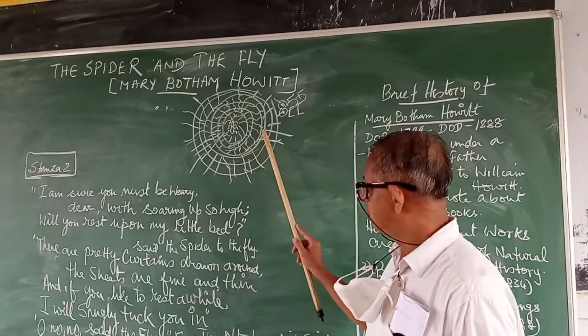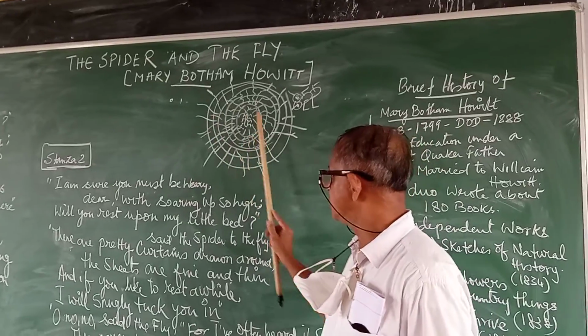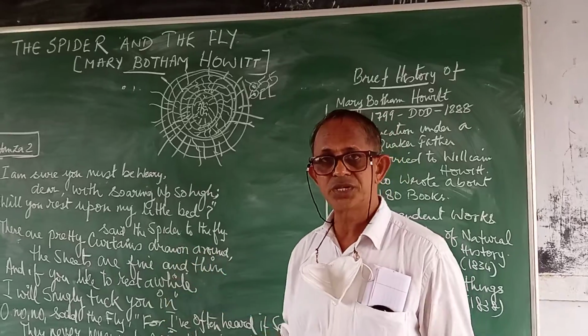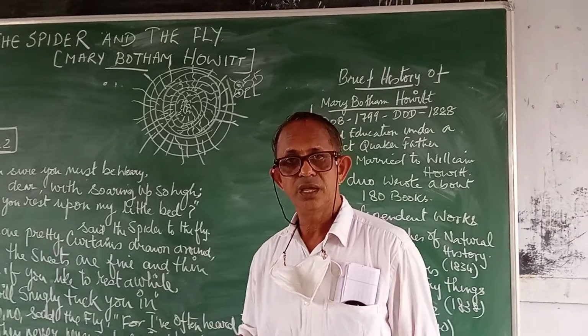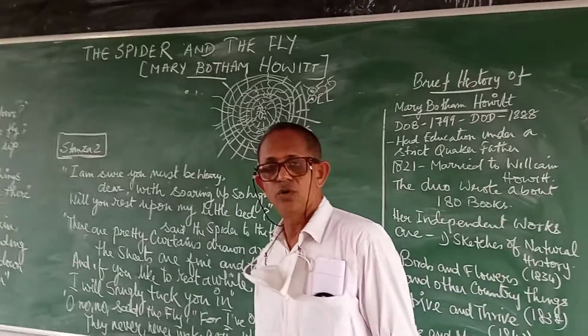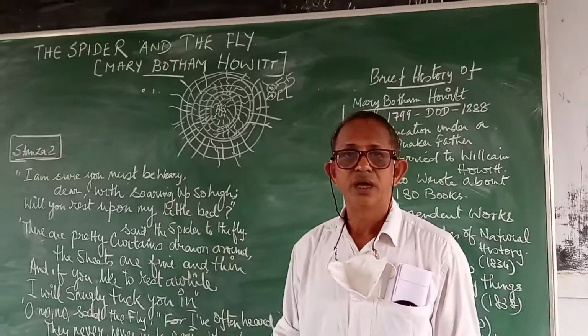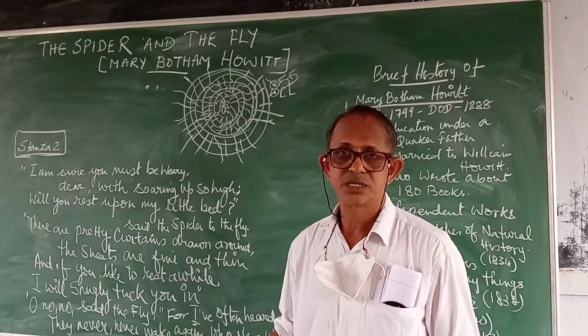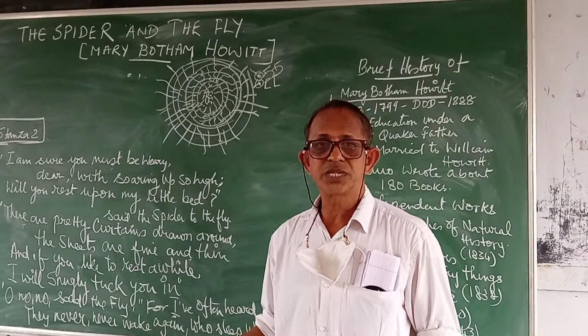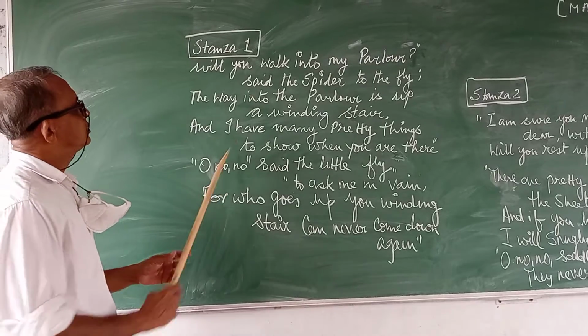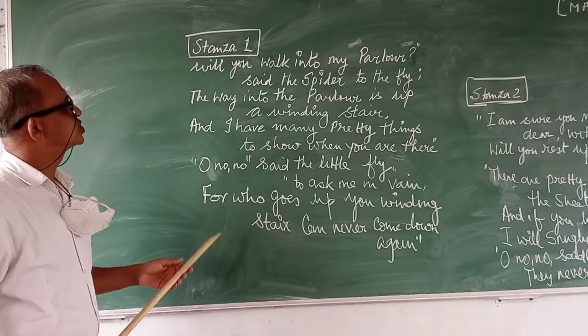With this bit of information, I would like to start the poem. This poem, The Spider and the Fly, consists of 7 stanzas. Now let me start the first stanza. The first stanza goes this way. Will you walk into my parlor? Will you walk into my parlor? Said the spider to the fly.